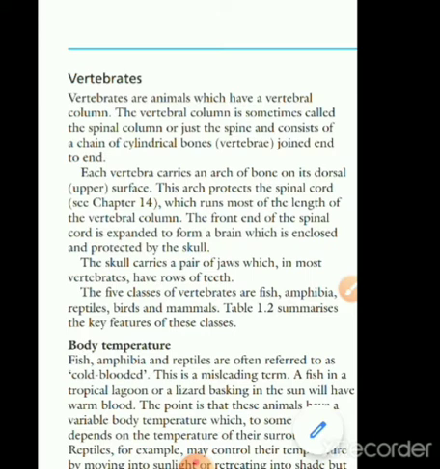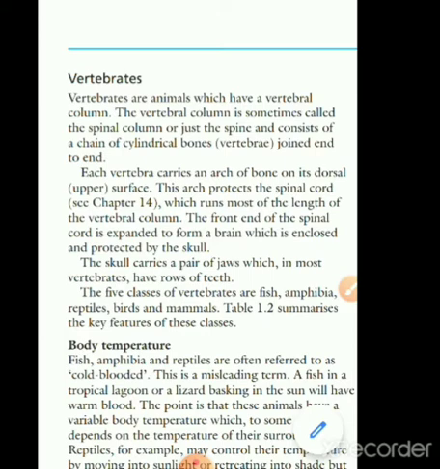Each vertebra consists of an arch of bone on its dorsal surface, the upper side. Basically, each vertebra has two sides, the one which we can feel and the other side which we can't feel. The best way to judge them is by touch. The side which you can feel would be the dorsal surface, or the upper surface.